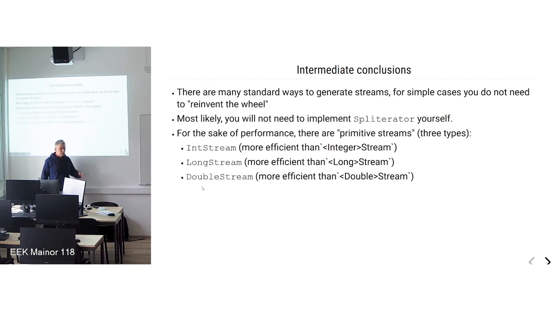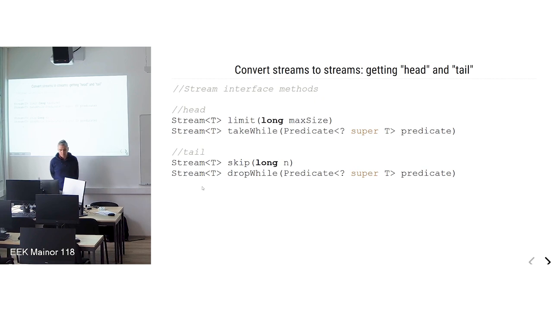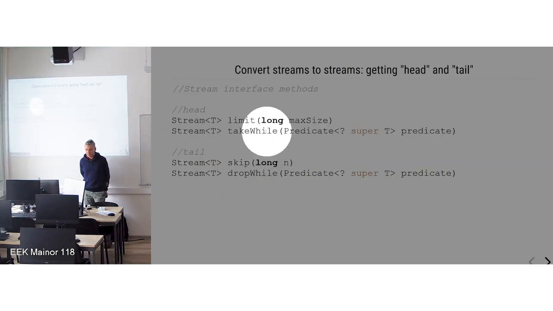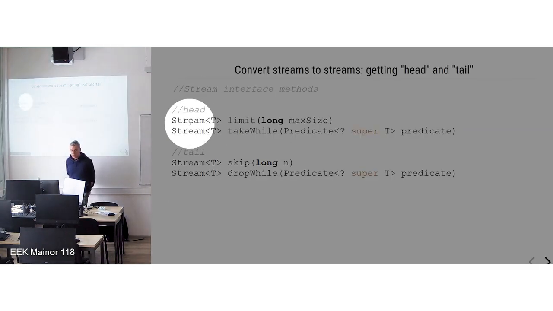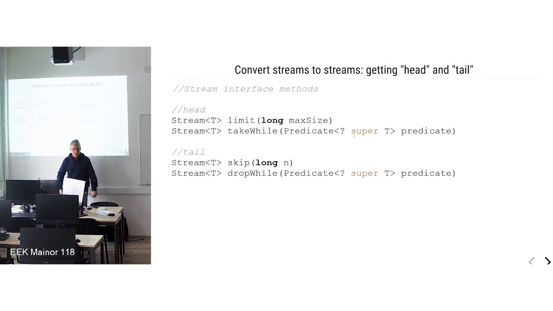Okay, so this is all about creating streams. Now we have a stream and we want to create another stream from it, to process it. So what can be done? First of all, we can cut the head and tail of the stream, using limit and takeWhile, and skip and dropWhile. If you just want the top three elements of the stream, you use limit 3 and you get three elements. Or you use takeWhile and pass it some predicate, and as soon as the predicate yields false, we cut the head. And the same for the tail of the stream.